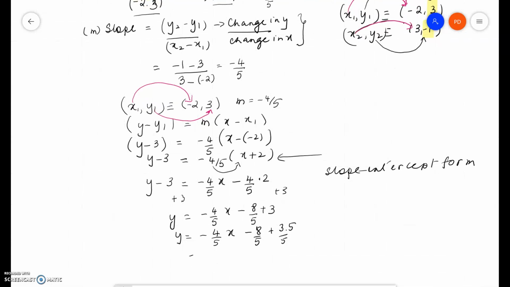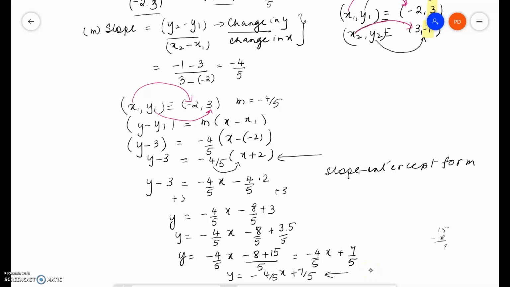So that is y equals -4/5 x minus 8 plus 15 over 5. So that's equal to -4/5 x plus 7/5. So y equals negative 4/5 x plus 7/5 is the equation of the line joining the 2 points.